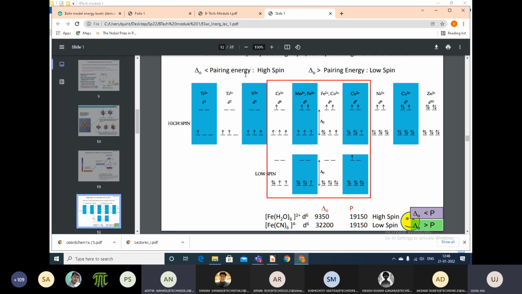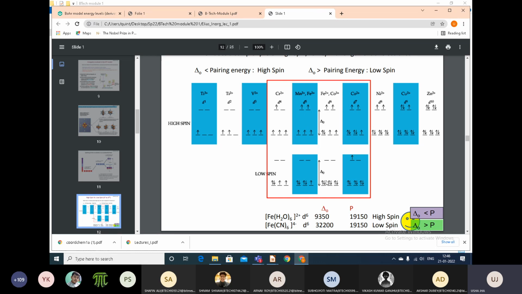So pairing energy: what we understand by the term high spin, low spin. A high spin complex means the d orbital electrons are arranged such that they are occupied singly. That gives you a high spin complex. If they pair up, they are a low spin complex. Compared to this, this is a high spin complex. This is a low spin complex.